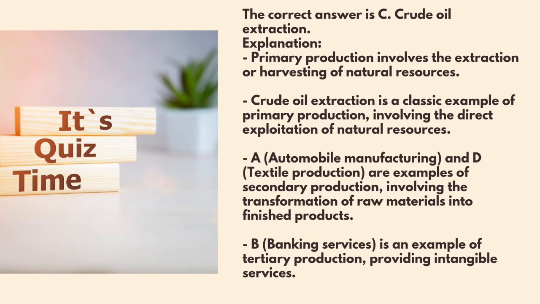The correct answer is option C, crude oil extraction. Let me explain. Primary production involves the extraction or harvesting of natural resources. Crude oil extraction is a classic example of primary production, involving the direct exploitation of natural resources. Option A, which is automobile manufacturing, and option D, which is textile production, are examples of secondary production, involving the transformation of raw materials into finished products. While option B, banking services, is an example of tertiary production, providing intangible services.